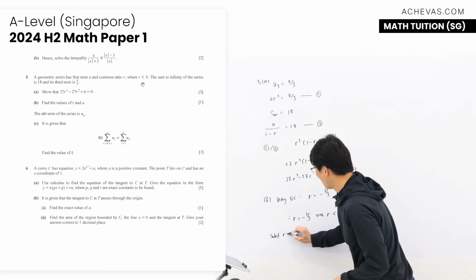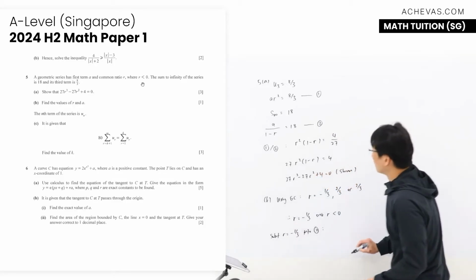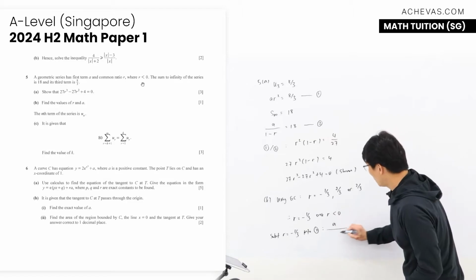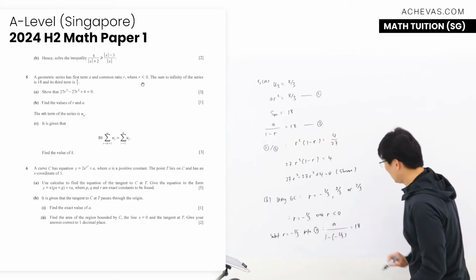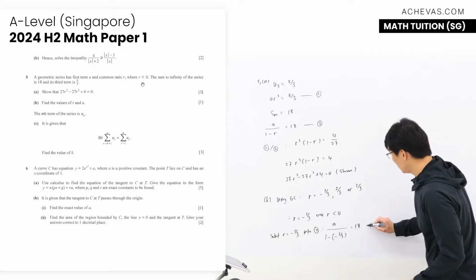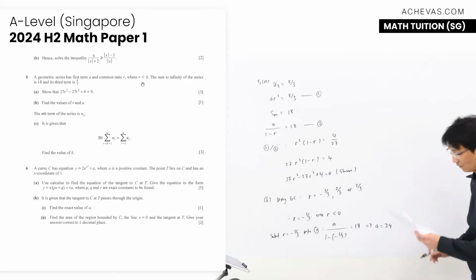Substitute R equal to minus 1 over 3 into equation 2. I will get A over 1 minus 1 over 3 equal to 18. And just multiply this over to the right hand side. I can solve that A equal to 24.